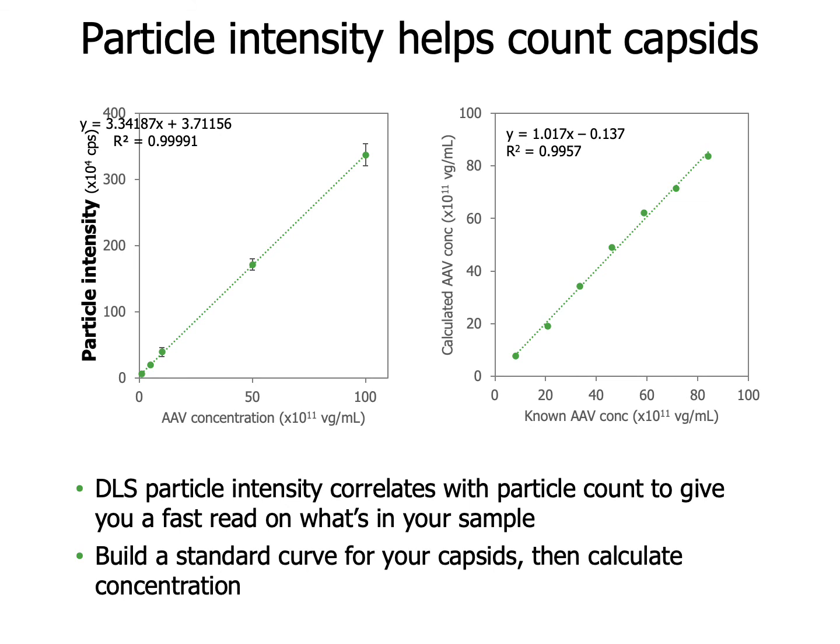And if we want to extract from that DLS experiment a metric called particle intensity, that can help us understand how many capsids are present in the sample. So we're reporting the particle intensity on the y-axis on the left, and we know that we can build a standard curve against that metric related to the AAV concentration. Then we can use that standard curve for unknown samples shown on the right, and therefore calculate AAV concentration. Because the slope of the graph on the right is close to 1 and the R-squared is above 0.99, we know that this is a very linear metric that correlates very well with concentration of particles.